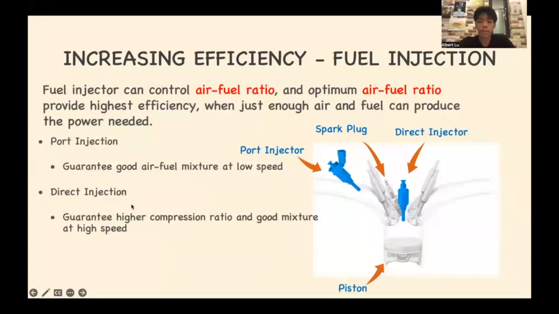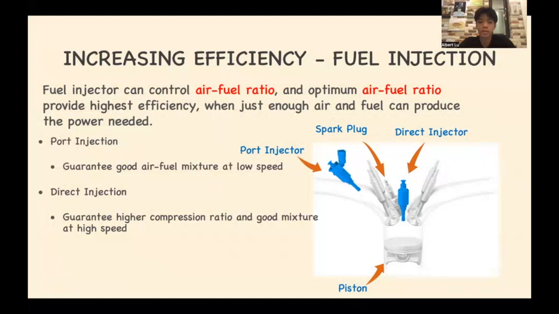Thirdly, it's the fuel injection. The fuel injector can control the air-fuel ratio, and an optimum air-fuel ratio provides high efficiency when just enough air and fuel can provide the power needed. Basically, there are two types of fuel injector. The first one is port injection, and the second one is direct injection. Port injection guarantees a good air-fuel mixture at low speed.